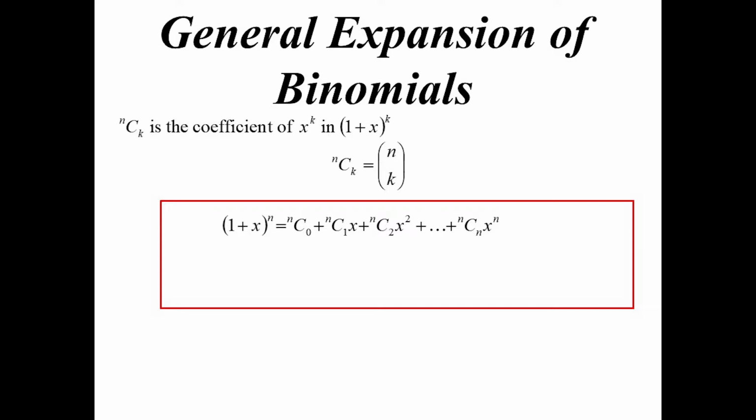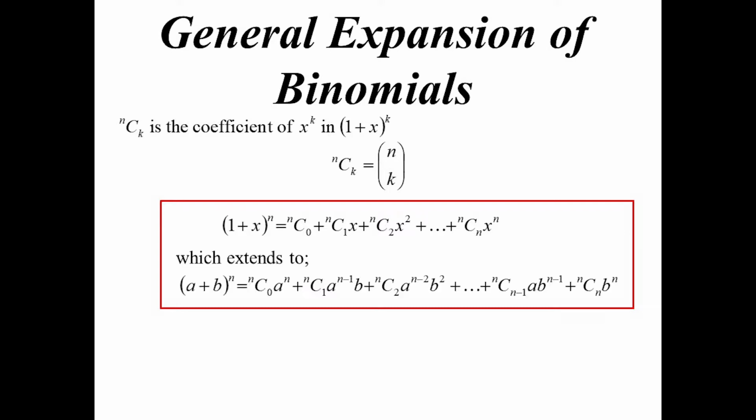Now, 1 + x is very limited. If it was a + b, we could generate a formula for that. The only difference is, like we saw yesterday with our examples, the power of a will start at n and go down by 1 each time. The power of b will start at 0 and go up by 1 each time. At any term we could pick, those two powers will add up to be n.